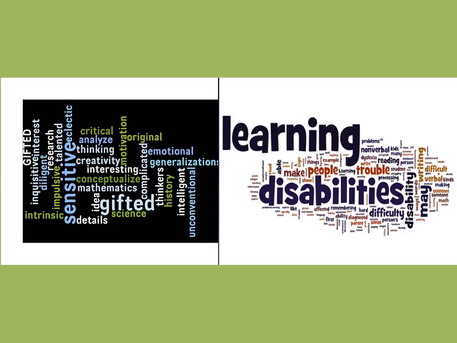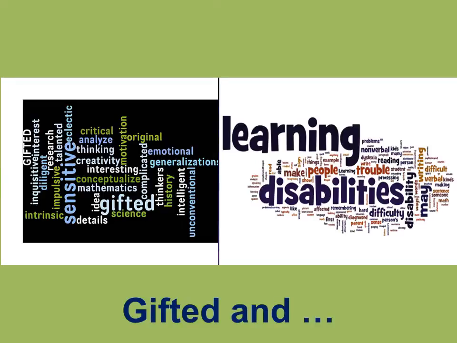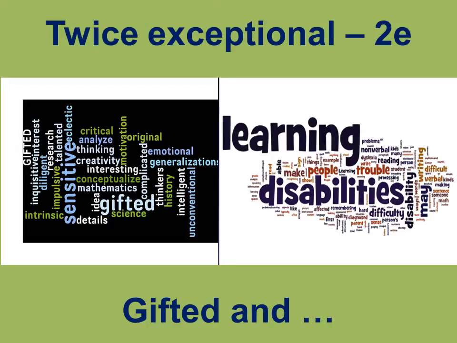What does the term twice exceptional mean? It refers to students who may possess two exceptionalities, both of which impact on learning. One of these exceptionalities is giftedness, and the other may be a physical, social, emotional, or learning disability. The terms used to describe these students might include dual diagnosis, or more commonly, twice exceptional, or 2E for short.